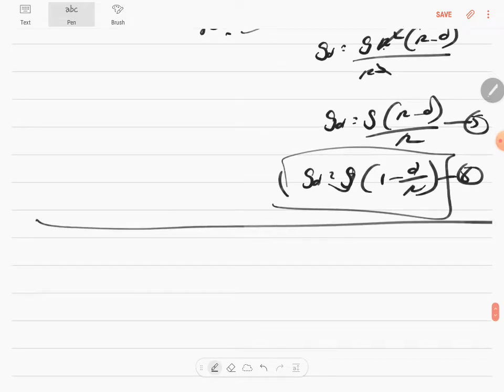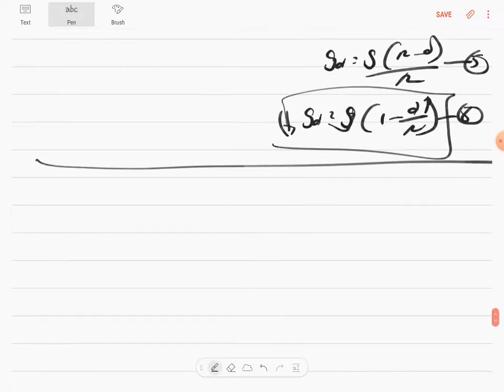After then, as you know, as d increases, 1 minus d by r keeps on decreasing. So gravity at a depth is also decreasing. So as you go deep into the earth, gravity is decreasing. As you go higher above the surface of the earth, gravity is also decreasing. There is one point when the gravity is equal: gravity at a particular height and gravity at a particular depth are equal.